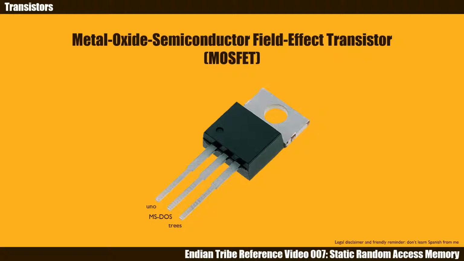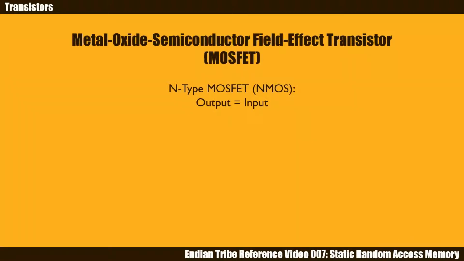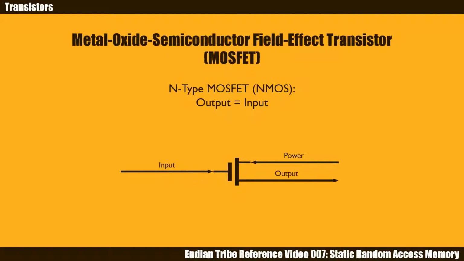We'll see why shortly. N-type MOSFET, or NMOS, is like a switch controlled by the input voltage. Here we have an NMOS. On the left is the input. From above, we have the power source. Output flows out from the bottom. If the NMOS is powered and we supply a high voltage at the input, the transistor closes and enables electricity to flow from source to output. If we apply a low voltage at the input, the transistor opens and cuts the electricity flow.